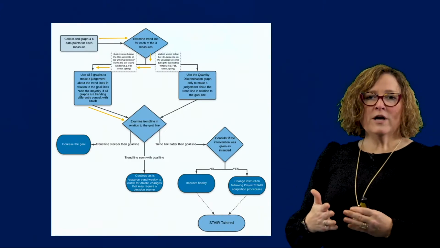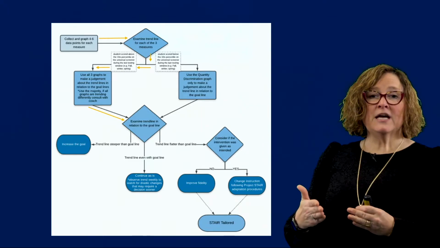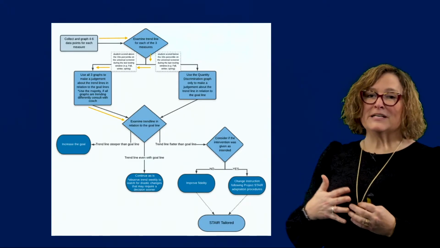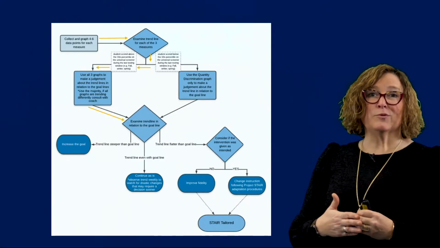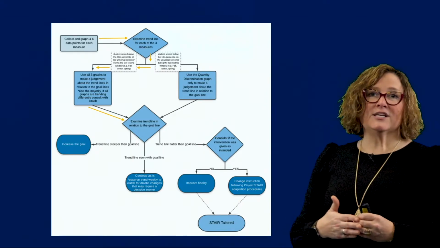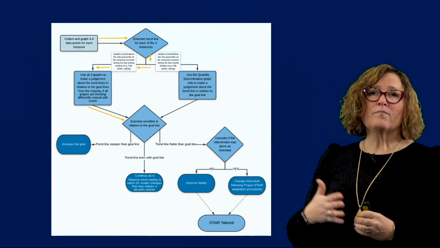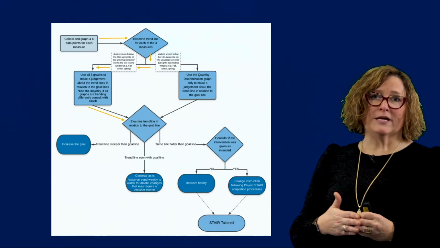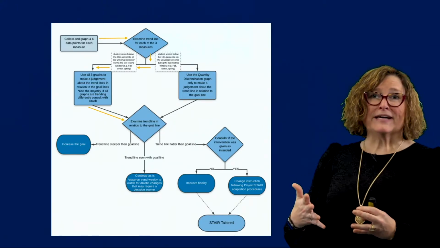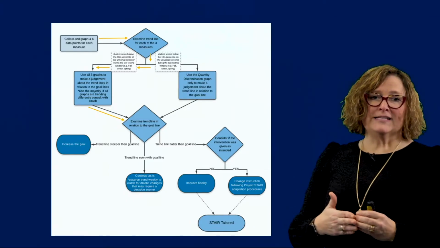goal line. One choice is if the majority of the trend lines are steeper than the goal line, that means the student's on track to perform even better than the goal we set, then we're going to consider increasing the goal.